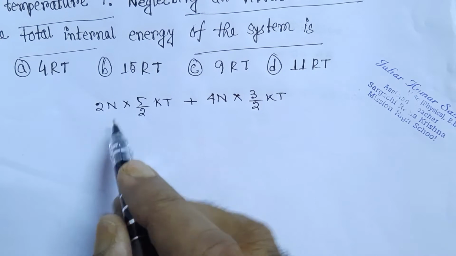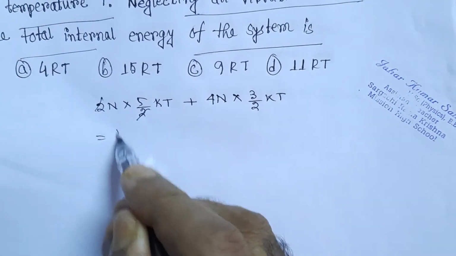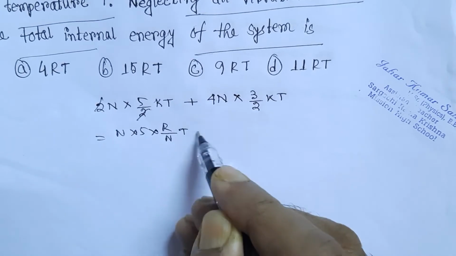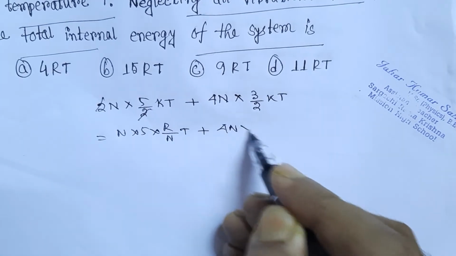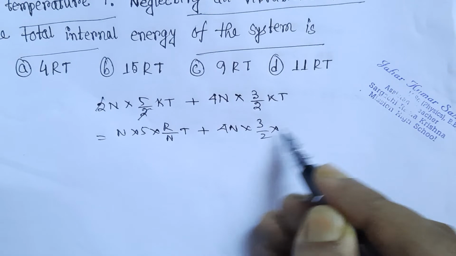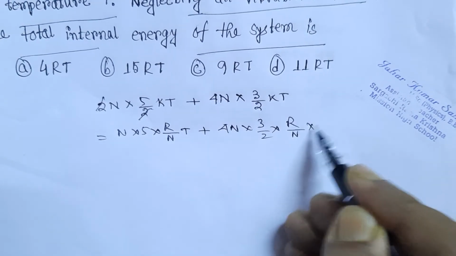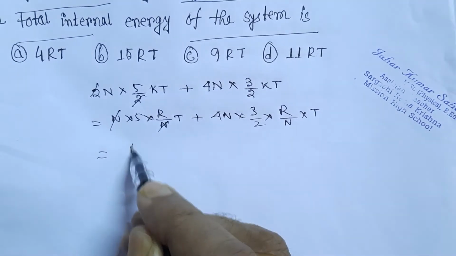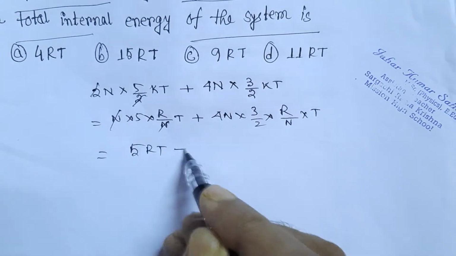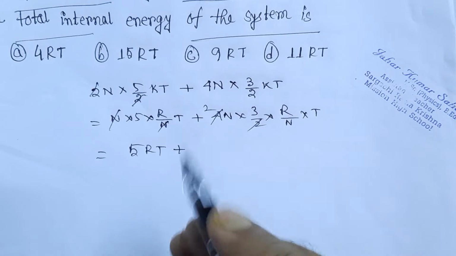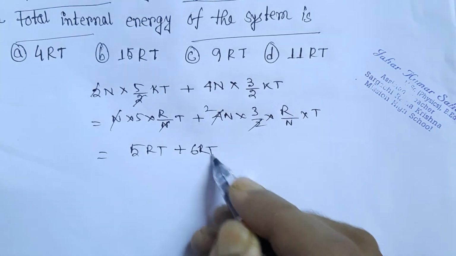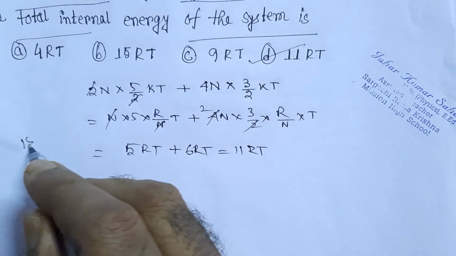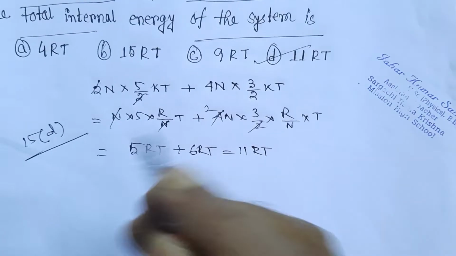Now k equals R by N. So n into 5 by 2 into R by N into T plus 4n into 3 by 2 into k, that means R by N, into T. That is your 5 RT plus 6 RT equals 11 RT. So D is the correct answer. So the answer of the question number 15 is D.